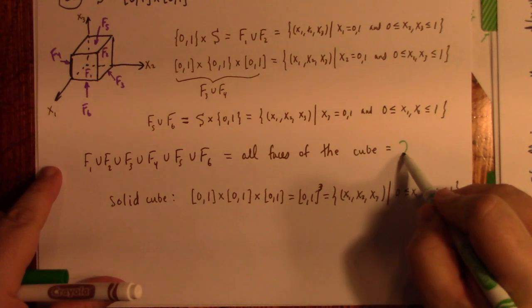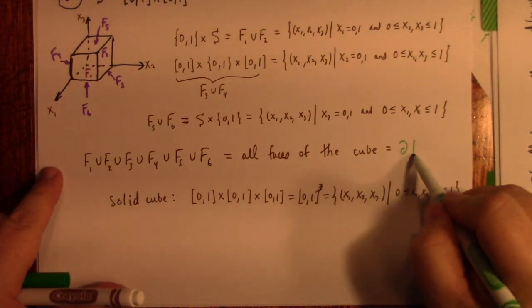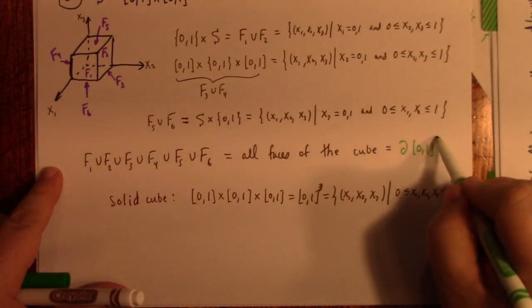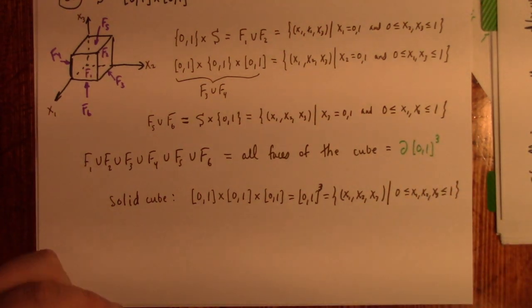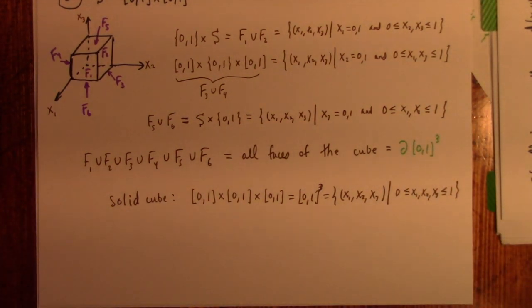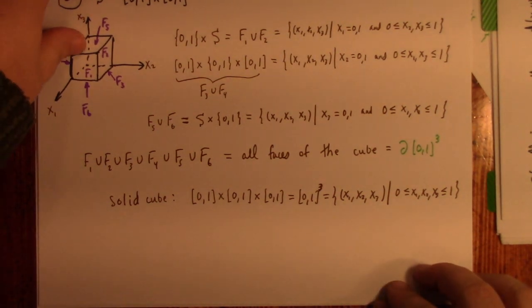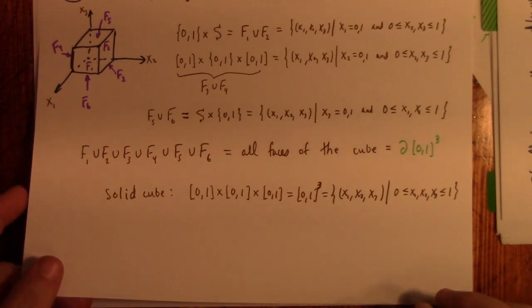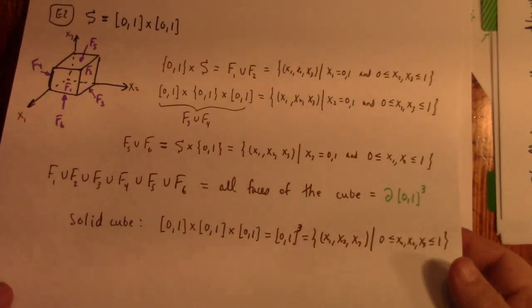This is the boundary of [0, 1] cubed. All right, it's the edge of that set. So anyways, an example. I just thought that maybe that's a good laboratory to see a little bit more of what we can do with Cartesian products. Hope that helps you.